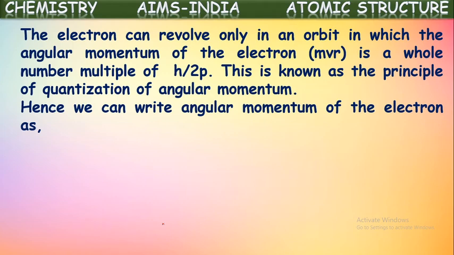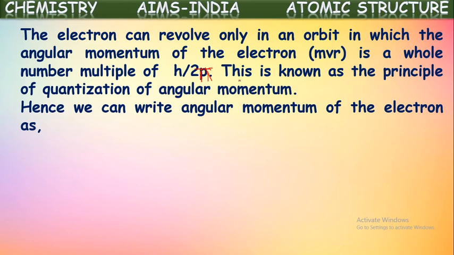The electron can revolve only in an orbit in which the angular momentum of the electron is a whole number multiple of h by 2 pi. Actually, it is 2 pi, it was written by mistake. So, angular momentum, we know momentum means mass into velocity. As electrons are revolving in a circular path, their momentum is said to be angular momentum.